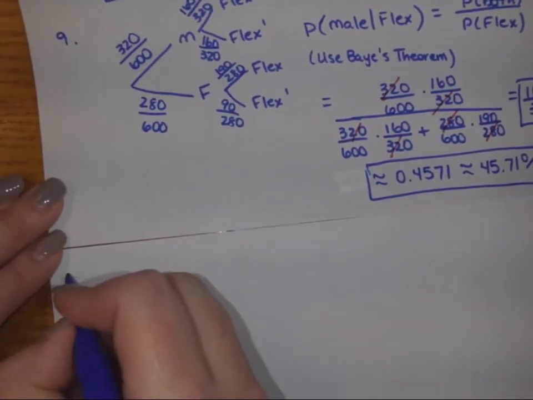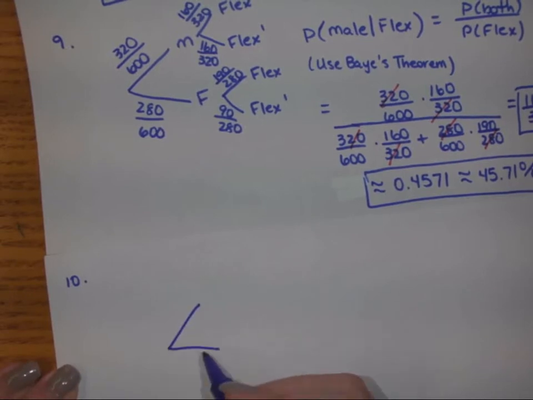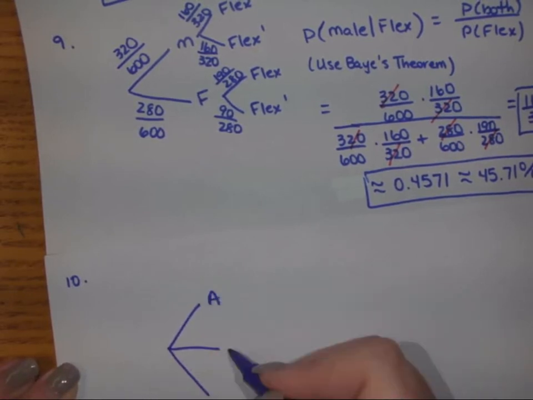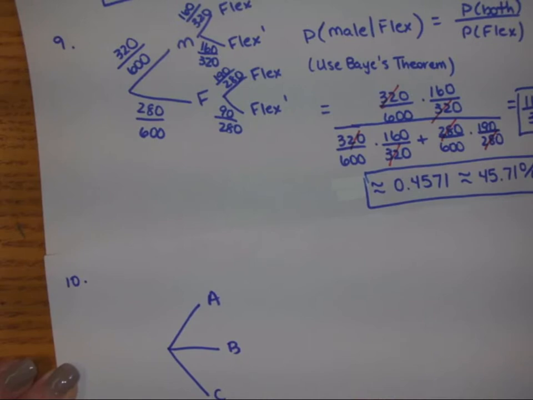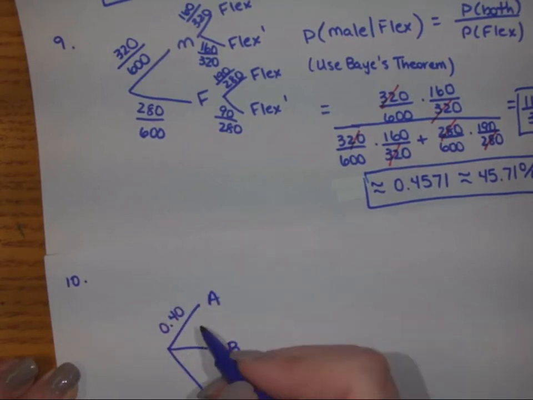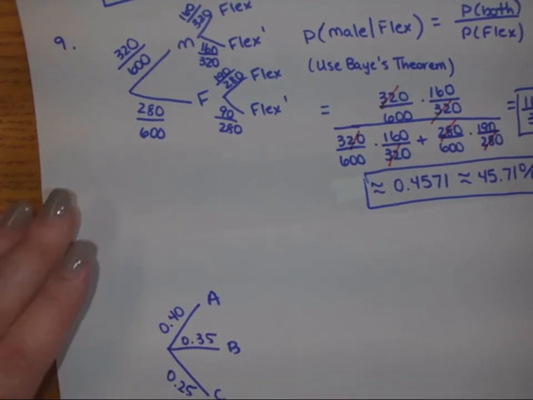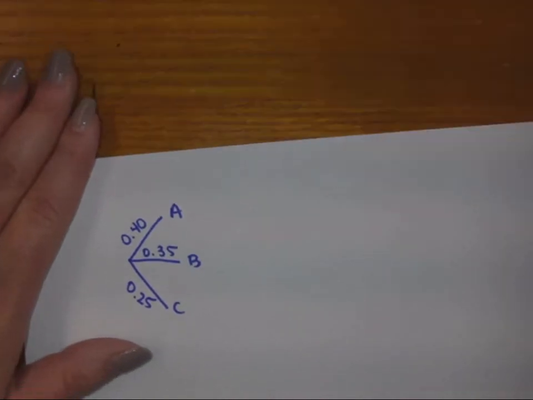So number 10 is similar. We need to create our own tree diagram. Notice we have 3 plants in this one, or 3 machines, I guess. So we have machines A, B, and C. And 40% come from here, 35% come from here, and 25% come from here. Notice those add up to 100, or 1 if we're in decimal format.